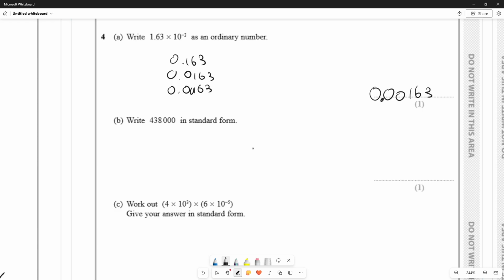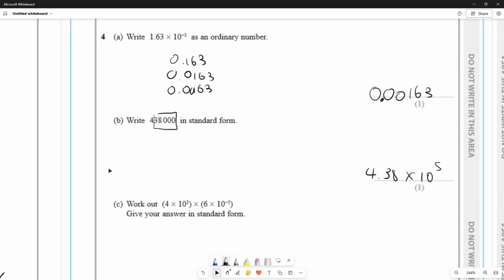Next, write 438,000 in standard form. So here's how we do it. Write out all digits from the first non-zero digit to the last non-zero digit. So if there was a 7 instead, we'd write 43807. Add a decimal point after the first digit, and then times by 10 to the number of digits after the first one. So we have 1, 2, 3, 4, 5. So times 10 to the 5, and that'll be your answer.